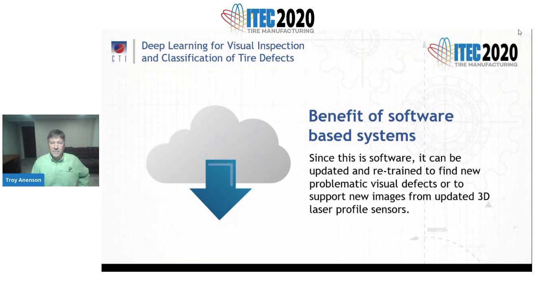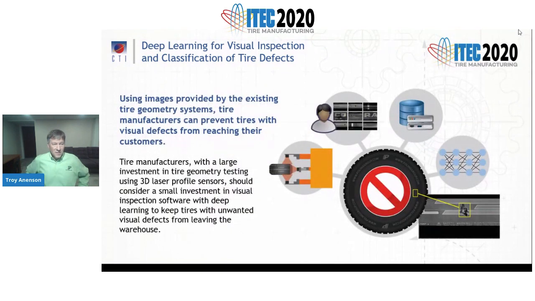And on the last slide. So in conclusion, using images provided by the existing tire geometry systems, tire manufacturers can prevent tires with visual defects from reaching their customers. It was a big investment to add tire geometry testing using 3D laser profile sensors. However, only a small investment in visual inspection software is needed to detect and classify visual tire defects with high precision.